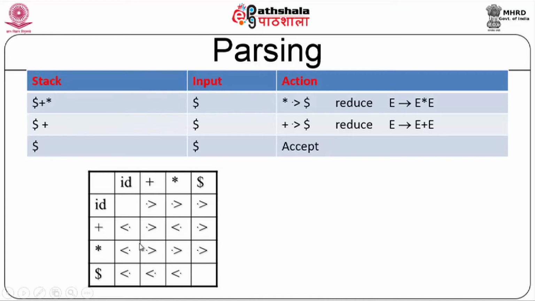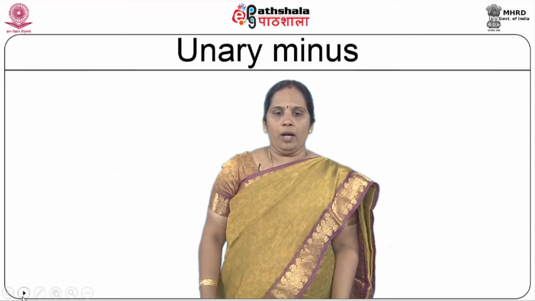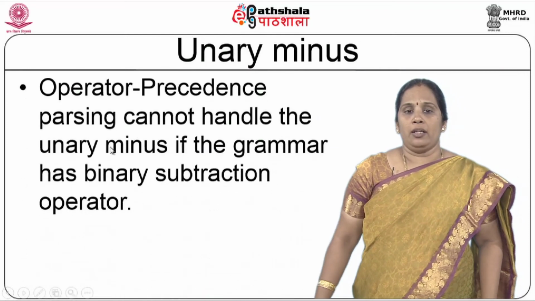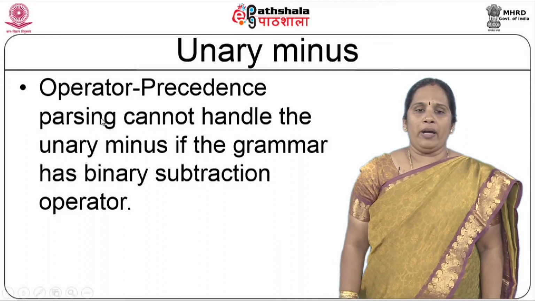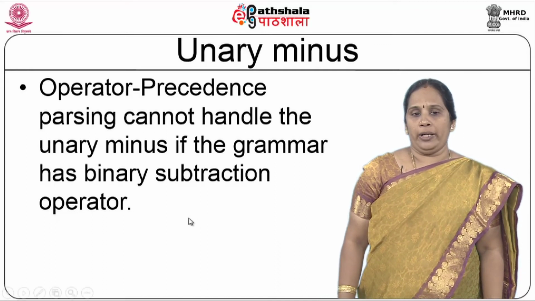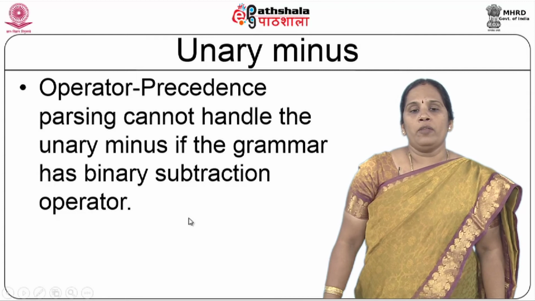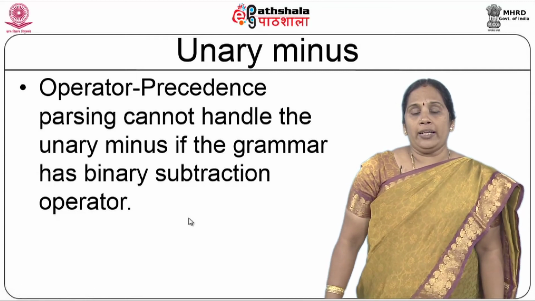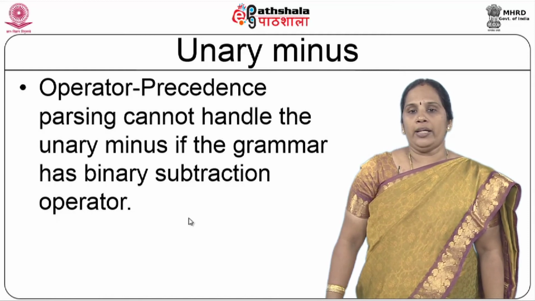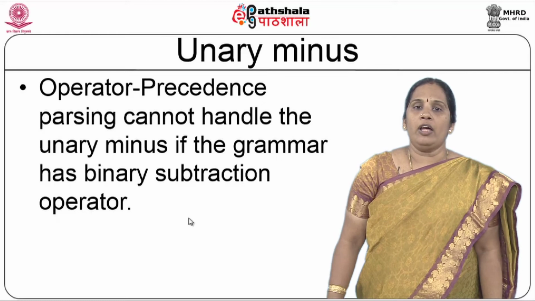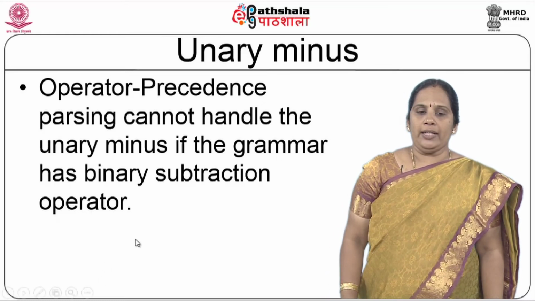Any incorrect combination that is not available in the parsing table is considered an error input. Now, what is the drawback of the operator precedence parser? The operator precedence parsing algorithm cannot handle the unary minus if the grammar has a binary subtraction operator. Supposing I have A minus B, that is E minus E, and I also have E produces minus E, that is not possible to handle in the case of the operator precedence parser. So, that is a drawback.